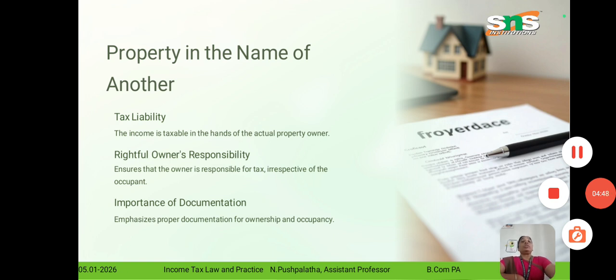The property is in the name of the owner, with tax liability, rights of ownership and responsibility, and the importance of documentation. Tax liability means the income is taxable under the head of the actual property owner. Rights of ownership and responsibility mean that the owner is responsible for tax in respect of the particular period of time. These are the points included in house property.